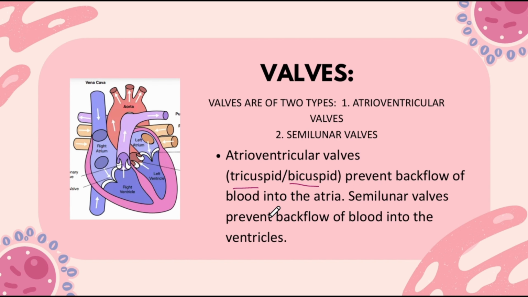Semilunar valves prevent backflow of blood into the ventricles. These are called semilunar valves. These prevent the backflow of the blood into the ventricles because when the pulmonary artery is in high pressure and about to pump blood to the lungs, or the aorta is about to pump blood to all parts of the body, the valve gate closes because it prevents the backflow of blood into the ventricles.